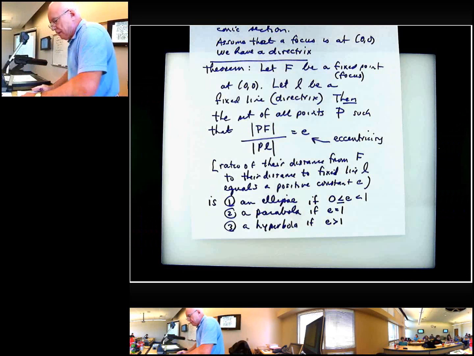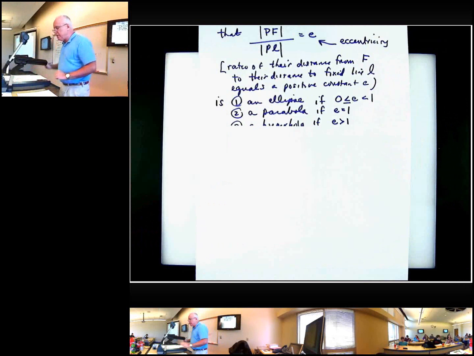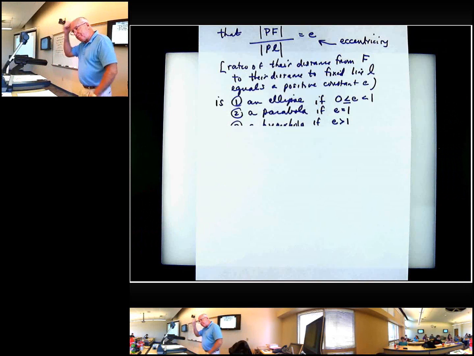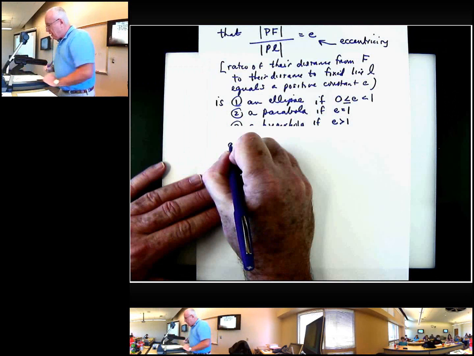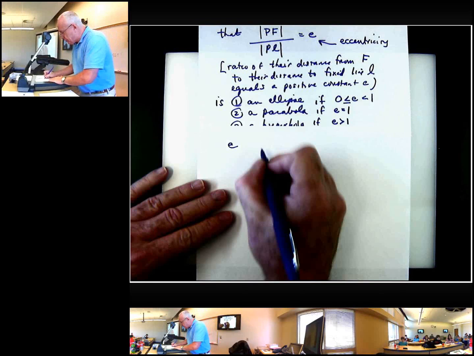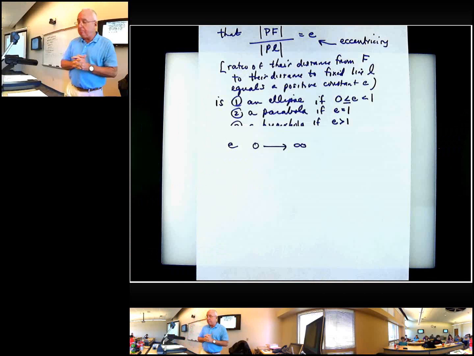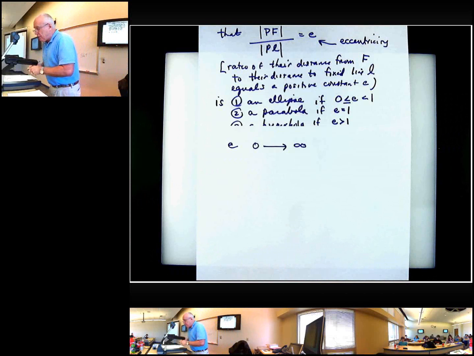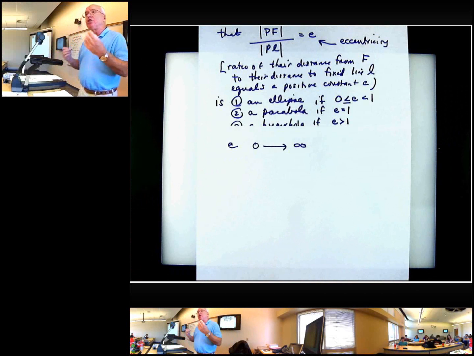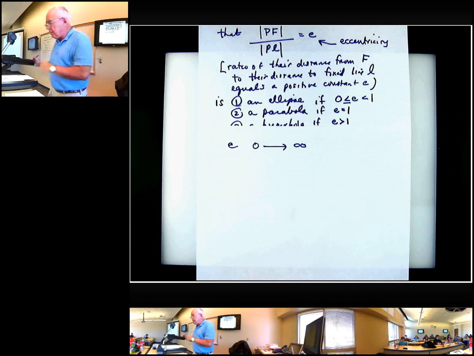And what I can tell you here about the eccentricity is this. This e is a number that goes from 0 all the way, I guess it goes as big as it likes, to infinity. Basically, the closer this number is to 0, the closer the figure looks like a circle. In fact, at 0, it is a circle.